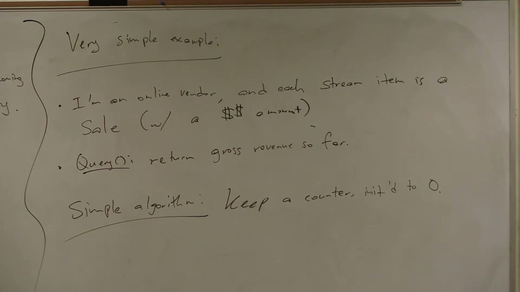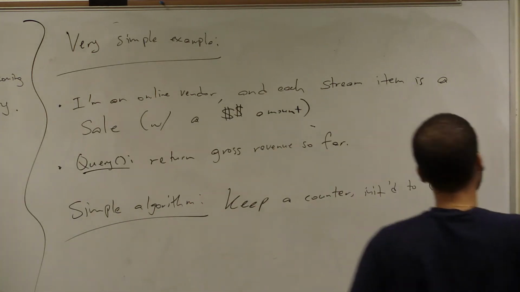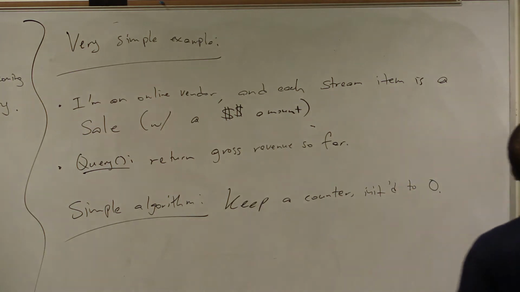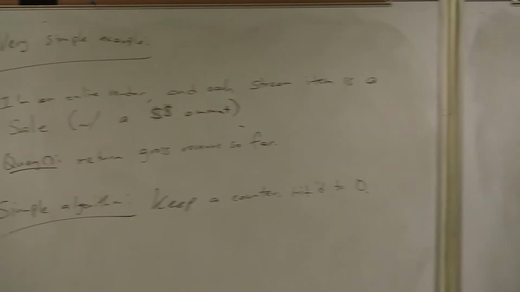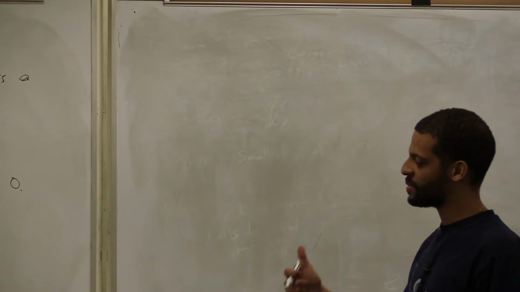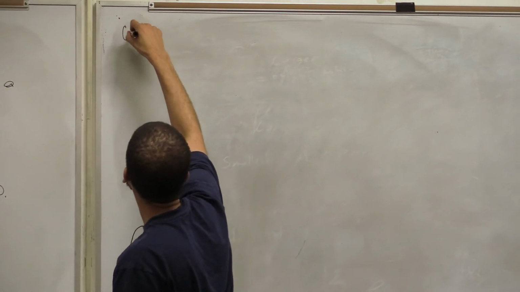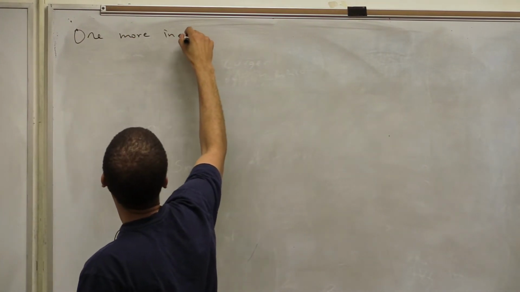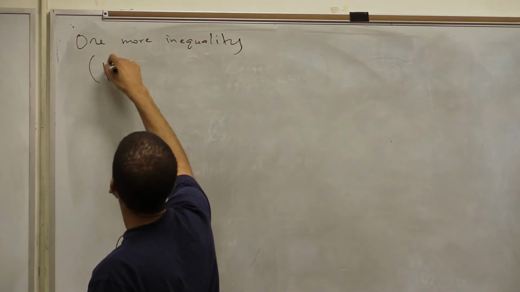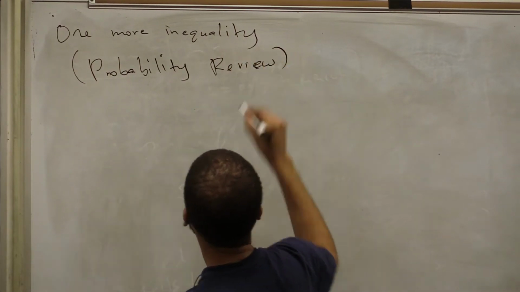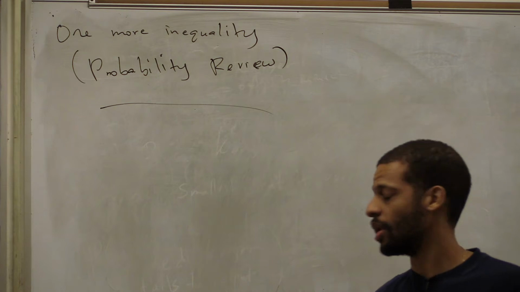But now I want to talk about a couple of problems where the algorithm is not so simple. Before I do that, I had a probability review in the last lecture. We talked about linearity of expectation and Markov's inequality. I will need just one more inequality for today, and that inequality is Chebyshev's inequality.